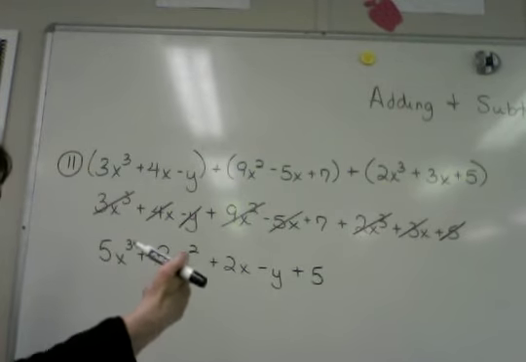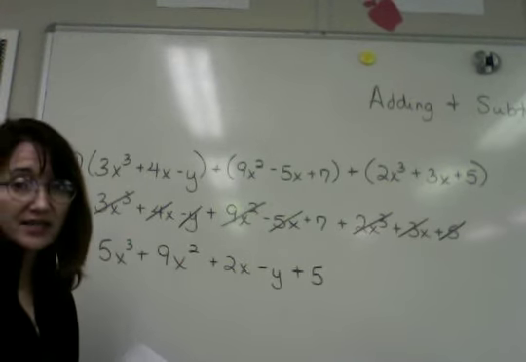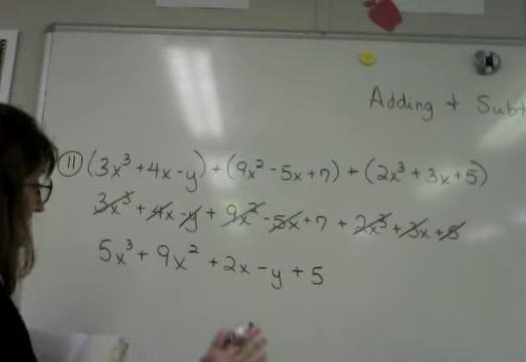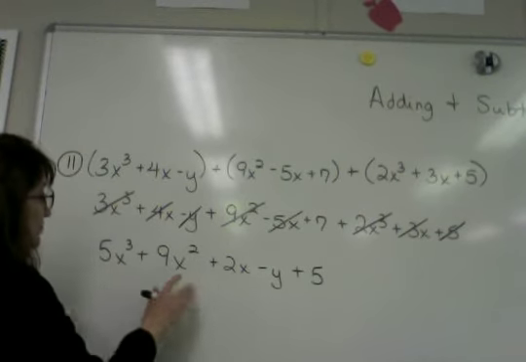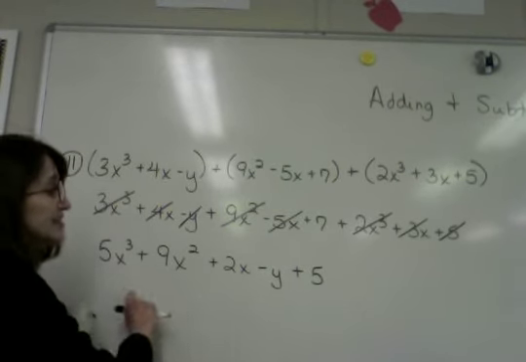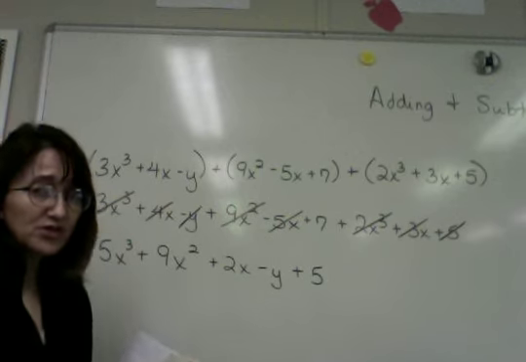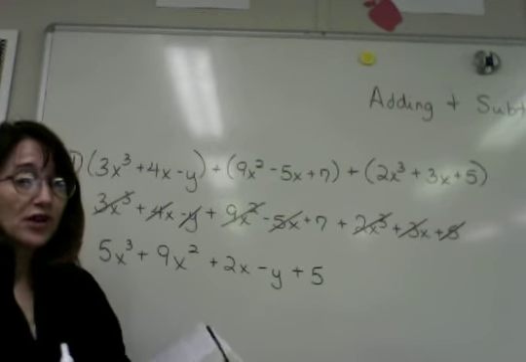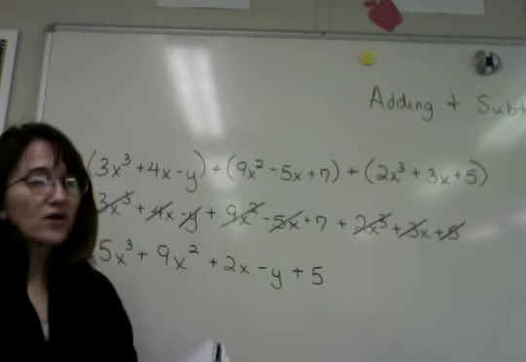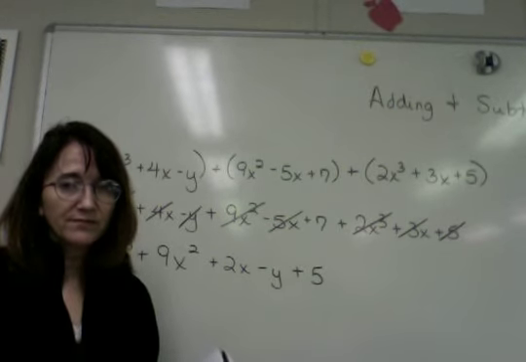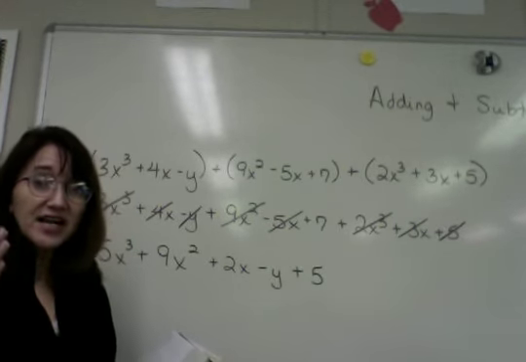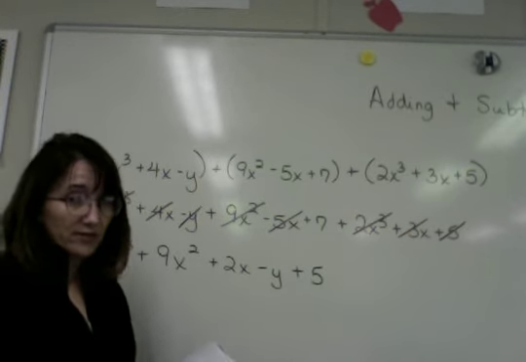This is as far as you can simplify this polynomial. You can't add this to this because they're different powers. These are not like terms. So what you did is you added your like terms together, and what wasn't like, I just brought down and put in standard form. So we've done an addition problem.